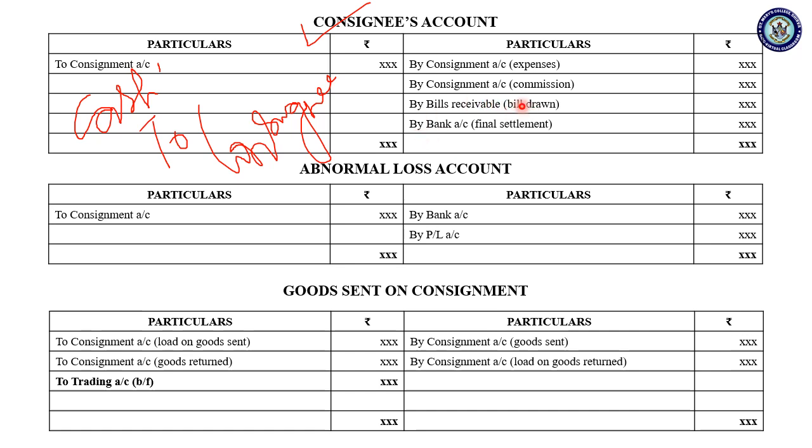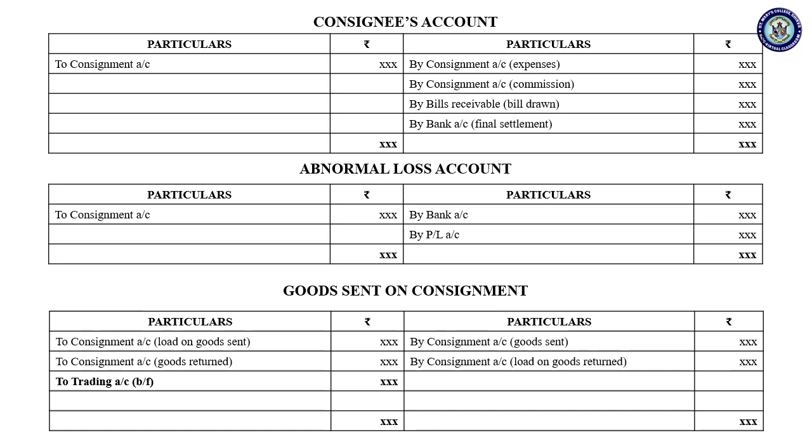Why bills receivable? Because there are debtors. Sometimes we do a credit sale, so there will be a debtor when you draw the bill receivable. So the other two entries will be by bills receivable, by bank.